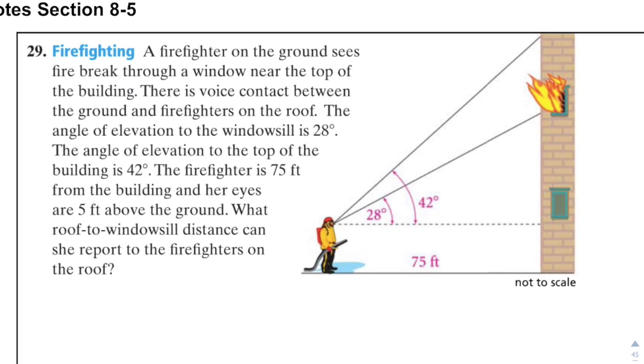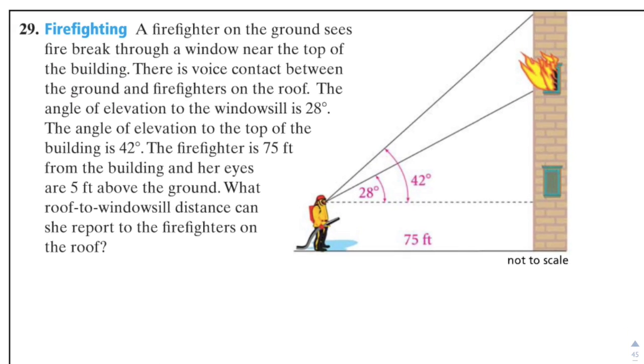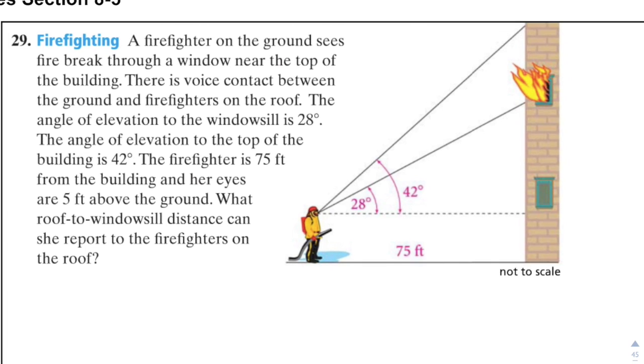All right, the next one. A firefighter on the ground sees a fire break through the window near the top of a building. There's a voice contact between the ground and the firefighters on the roof. The angle of elevation to the window is 28 degrees. The angle of elevation to the top of the building is 42 degrees. The firefighter is 75 feet from the building, so this is 75 feet.